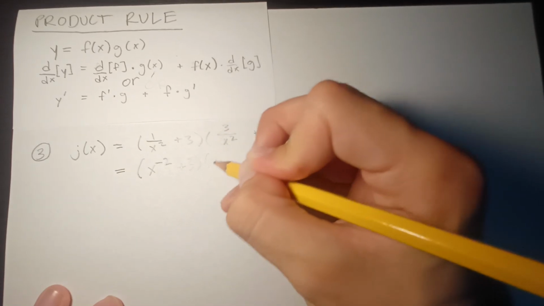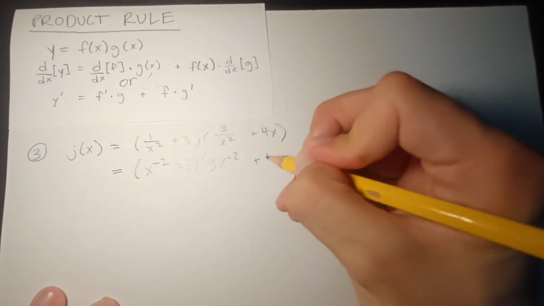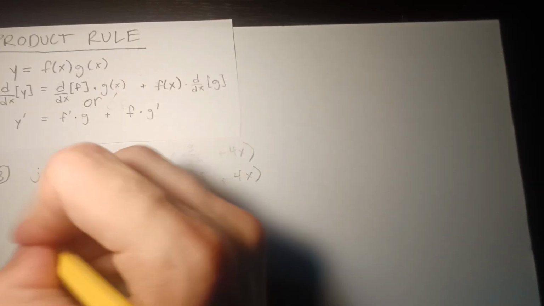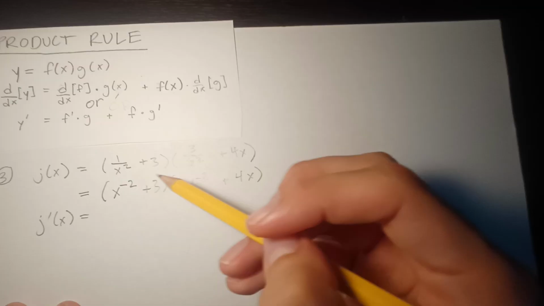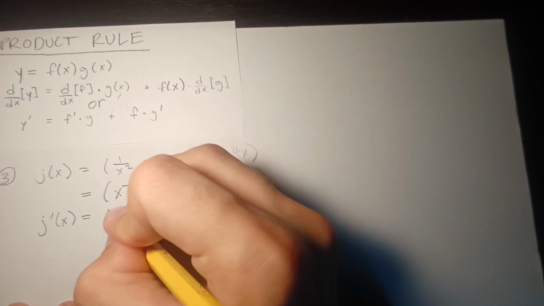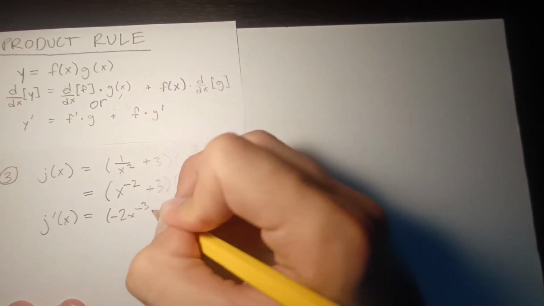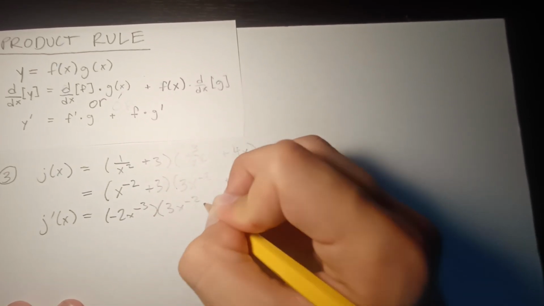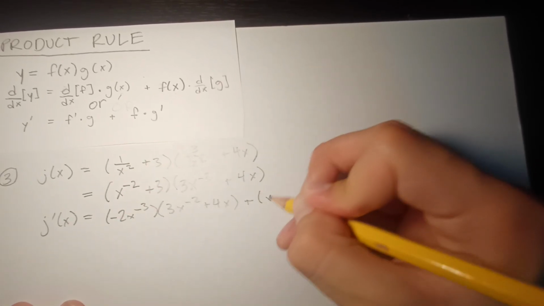This is very similar, but we have this 3 times x to the negative 2. Okay, here we go. Now we can work with the power rule from here. So j prime, the product rule tells us the derivative of this first part of the product. We're going to bring down this negative 2, and we have negative 2 minus 1, which is negative 3. This becomes 0, so I'm going to write nothing. And we're going to write this next part as normal.